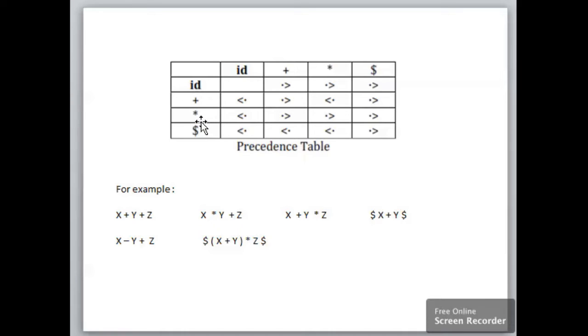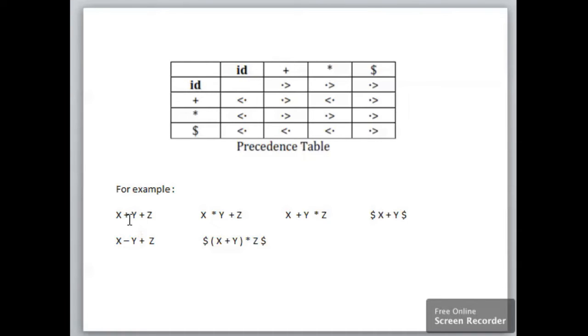If I take an asterisk, that is going to be compared with plus. This is the left hand side and this is the right hand side of the input. So this is going to be solved first. So obviously the asterisk would have a higher precedence. That's why we are putting it with an asterisk.